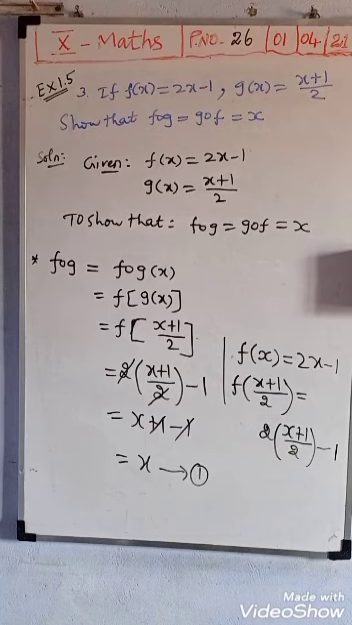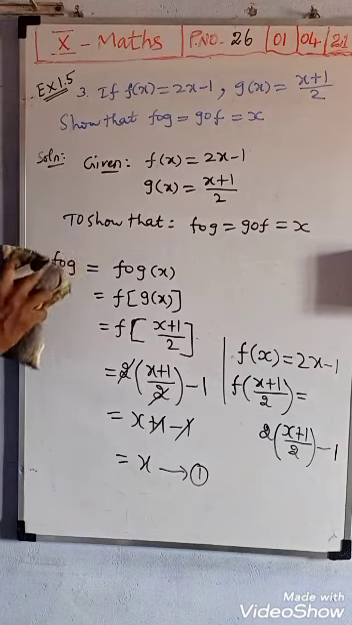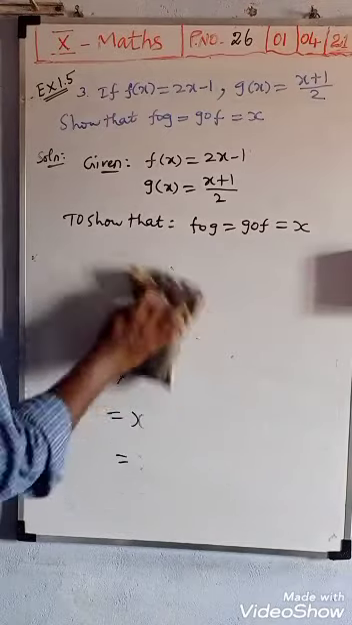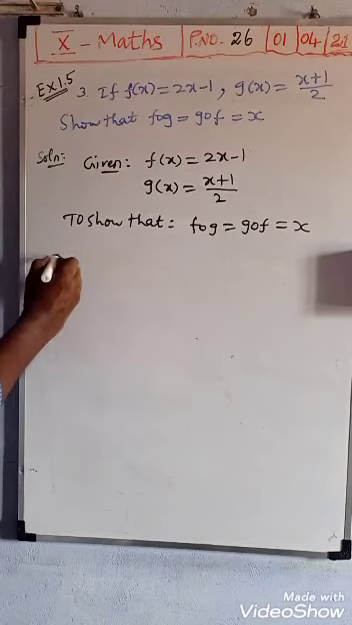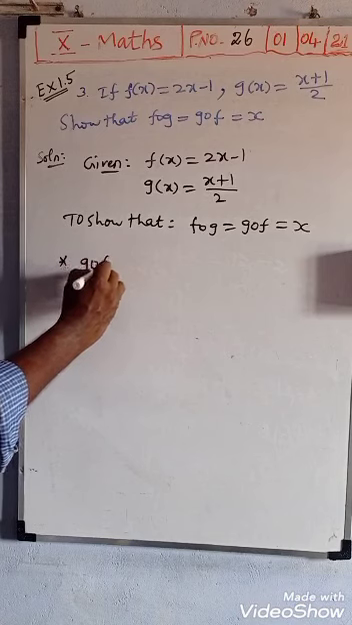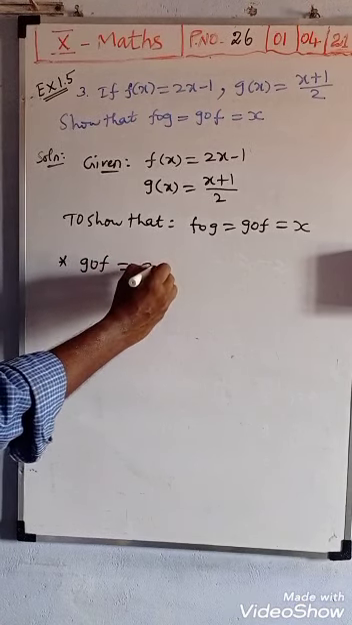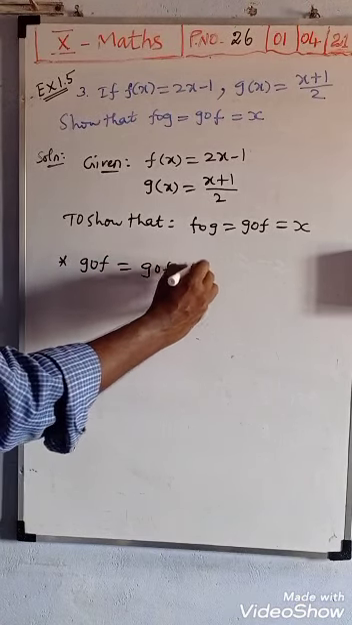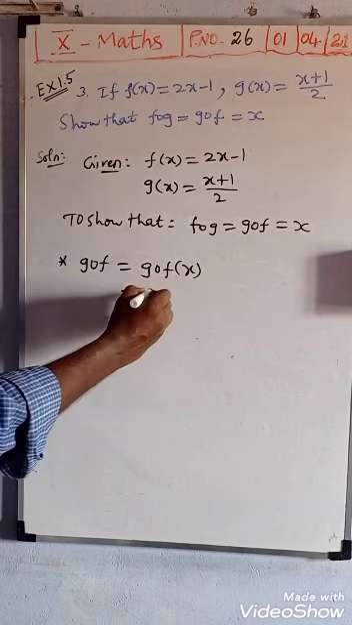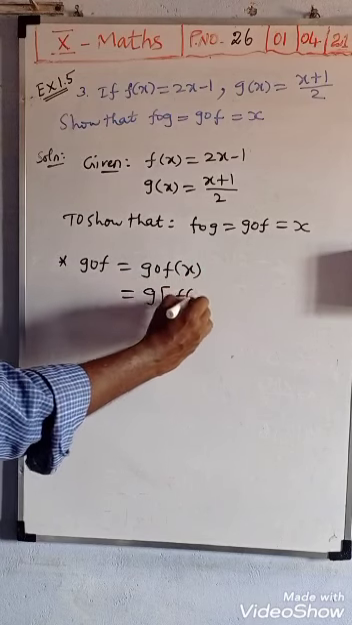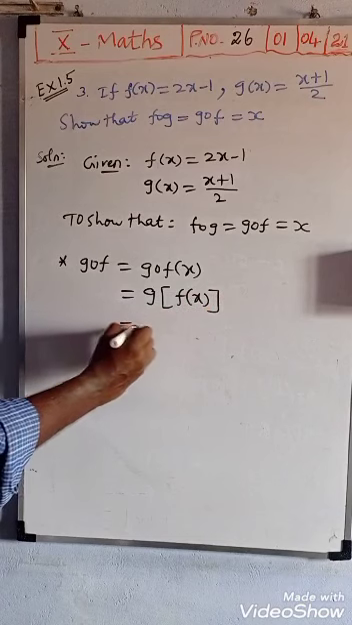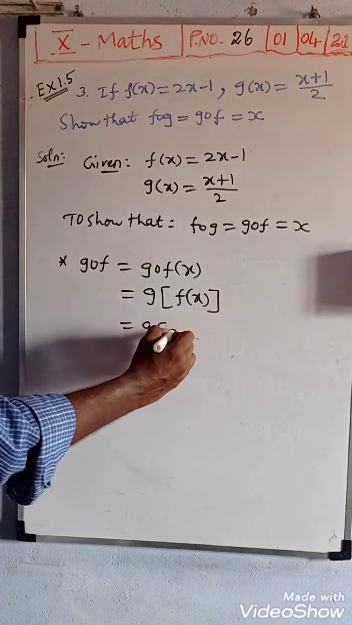Okay, like that, next you want to find G composition F. So G composition F is equal to G composition F of x. Now G of f of x, this we can write as G of f of x. So G of f of x, what is that?